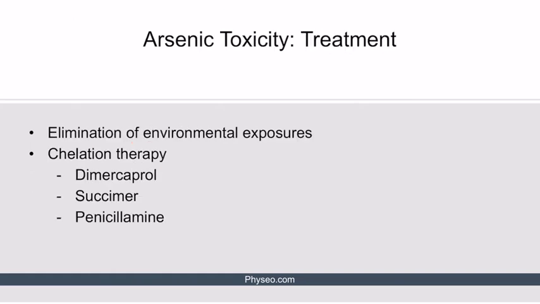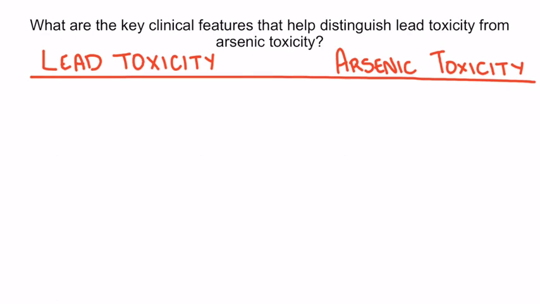Now, the treatment of arsenic toxicity should begin upon clinical suspicion, as most confirmatory tests take a long time to actually report the results. So the treatment begins with elimination of environmental exposures, which is fairly logical. You want to make sure this ongoing problem is no longer ongoing. And it often involves chelation therapy with either dimercaprol, succimer, or penicillamine. What are the key clinical features to help distinguish lead toxicity from arsenic toxicity?